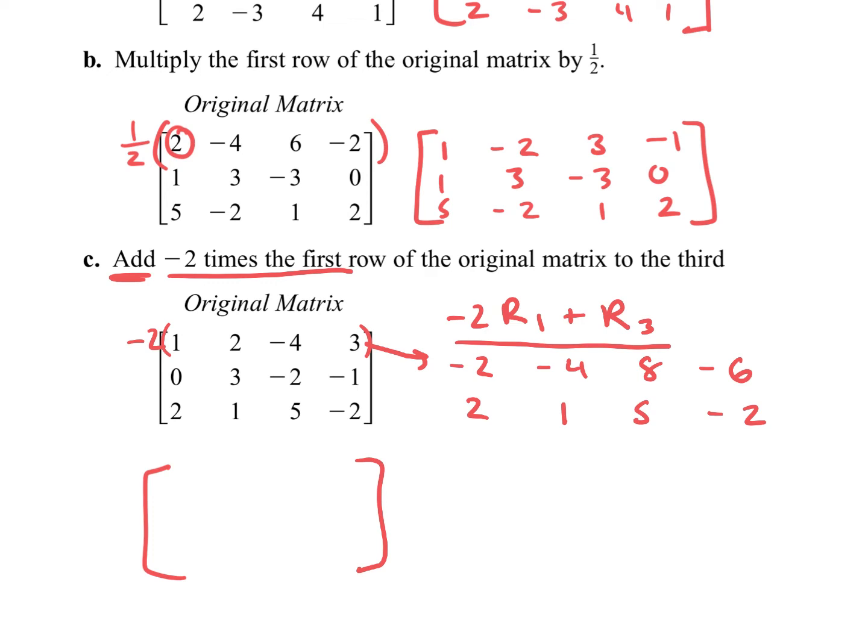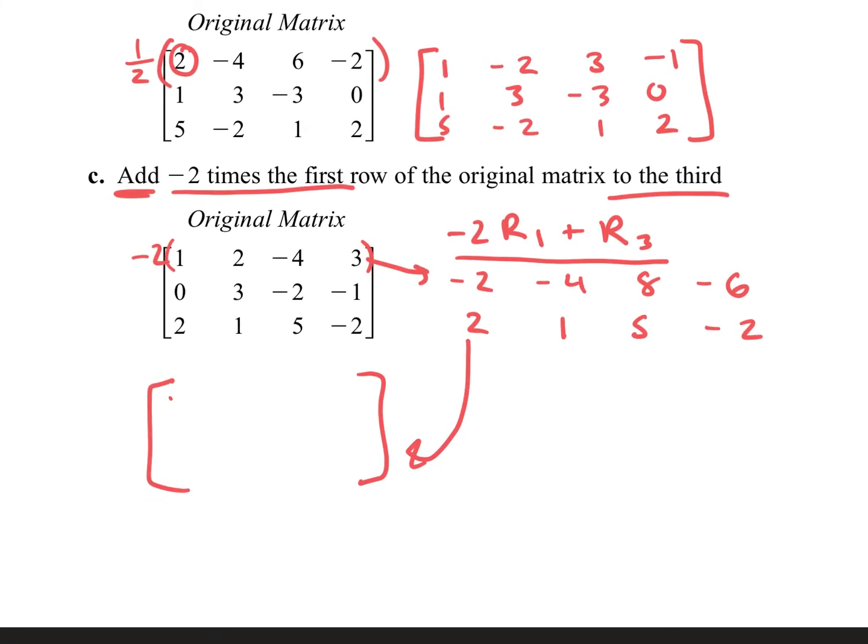Where do you think this is going to go when I add them together? In which row? The third row, because I'm adding to the third. So it'll go in the third row. So rows 1 and 2 stay the same. I have 1, 2, negative 4, 3, 0, 3, negative 2, negative 1. And then my new third row is going to be what I get when I do the math. So this will be 0, negative 3, 13, and negative 8. So that's my new third row.